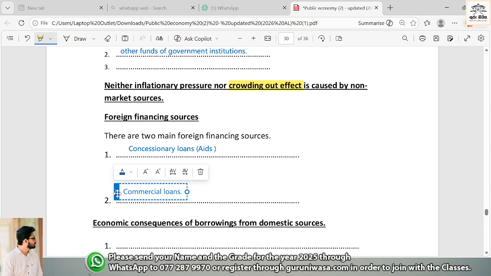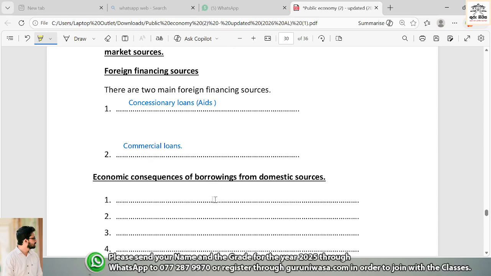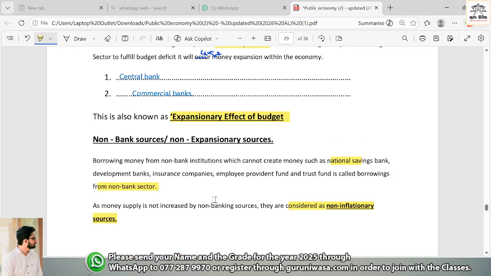High rate of interest, and also strict conditions. These are called commercial loans. Are you okay with this? And there are two types of foreign loans. Number one, concessionary loans, which are given at a lower interest rate and without many conditions. Commercial loans are under strict rules and regulations, with higher interest rates. Are you okay with this?